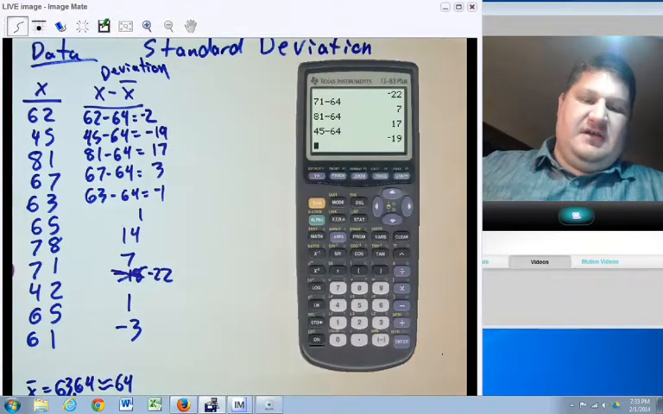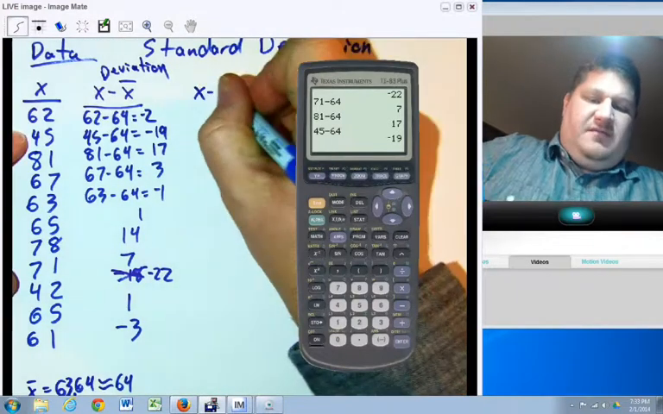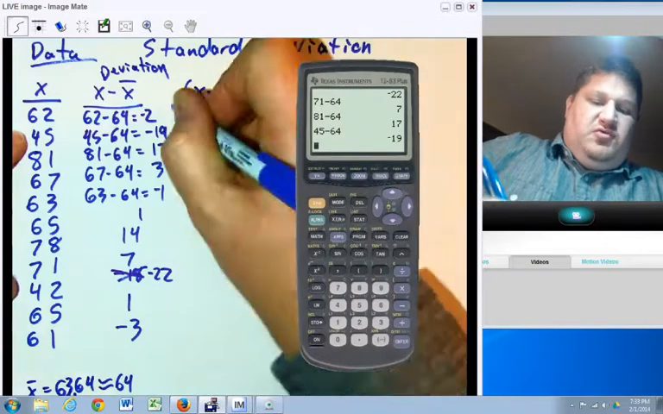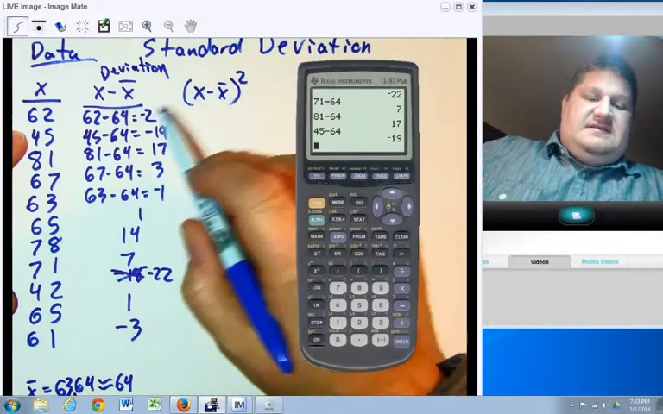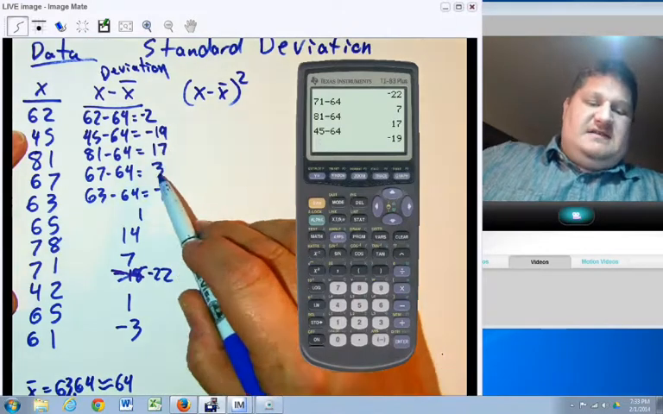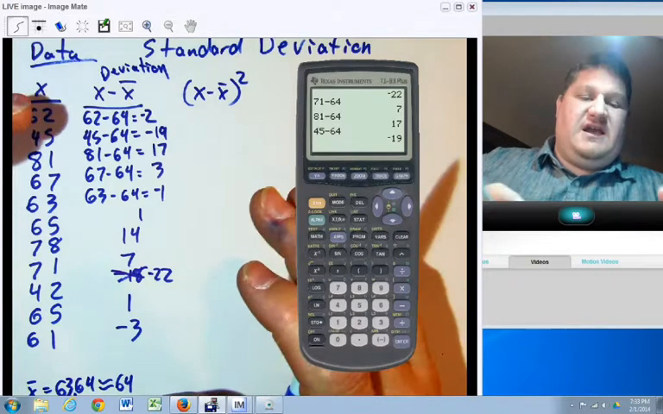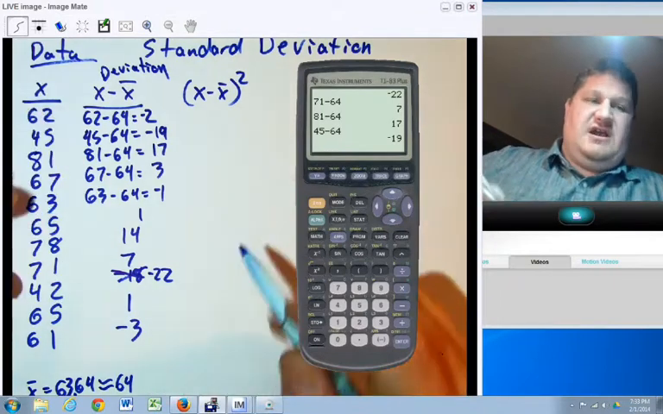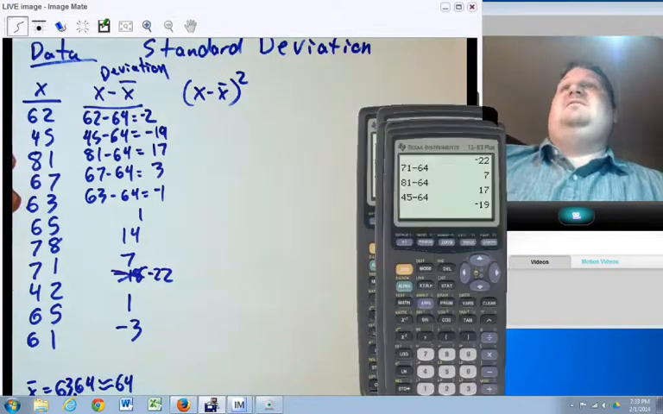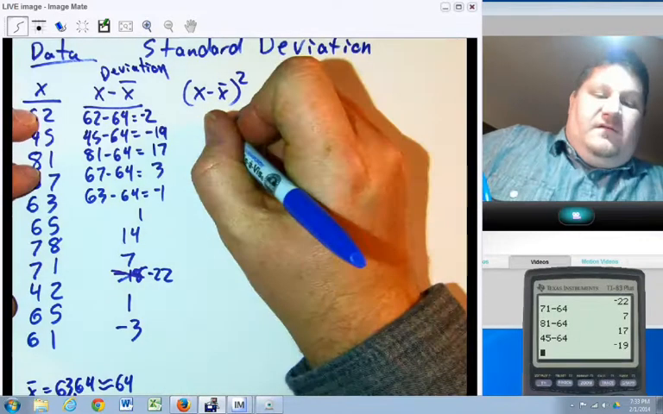To do this, we're going to take x minus x bar, we're going to square it. Reason is, some are low, some are high, some are below, some are above, but we're looking for the overall amount of change, not which direction it has changed. So the easiest way to get rid of direction is to square it. So I'm going to come up with 4.